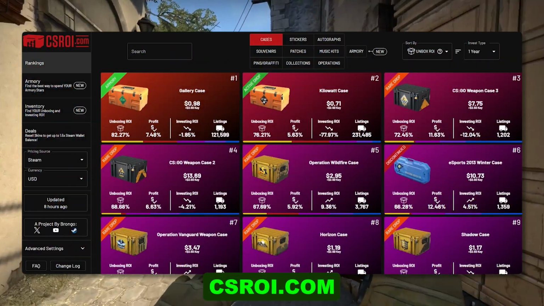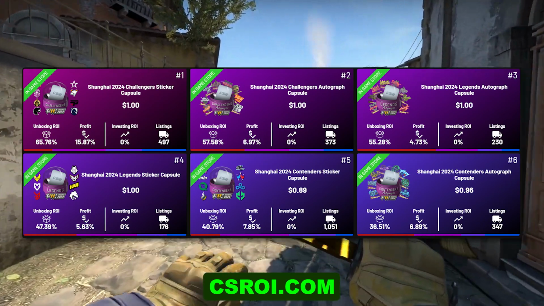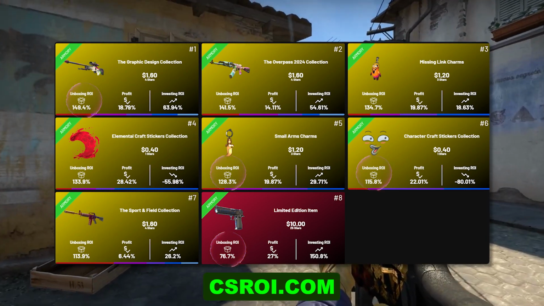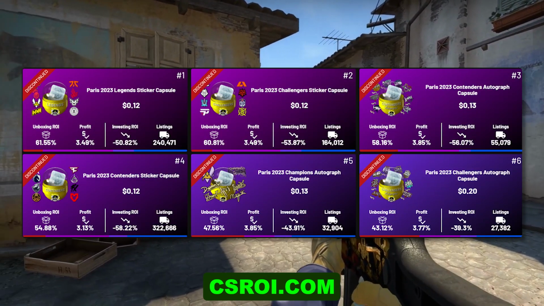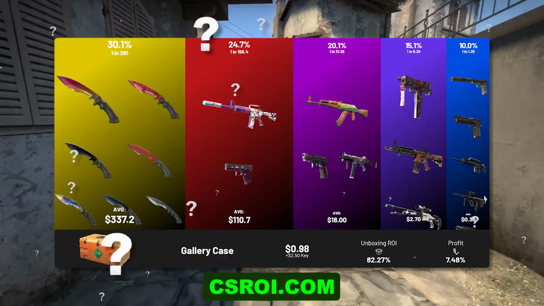The next resource that I love to use is going to be CS ROI. Now, the best part about this is obviously it's got your baseline ROIs. As you can see, you've got the Armory ROI right here, you've got the case ROI, you've got nearly every single capsule you could ever want, the ROI, and the best part about it is when you click on one of these, you're going to be able to get the individual breakdown of what exactly is making up that ROI.